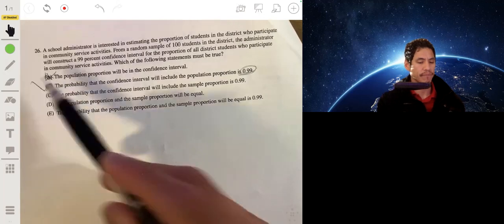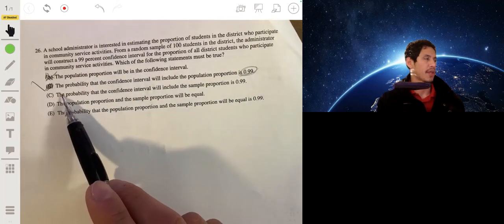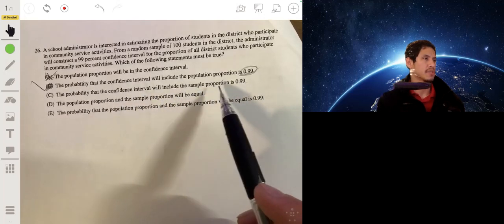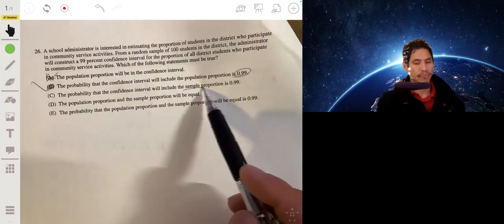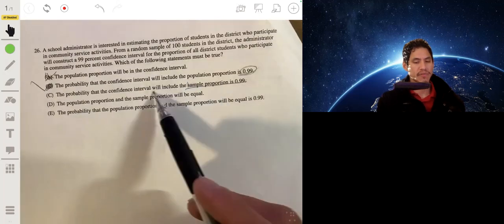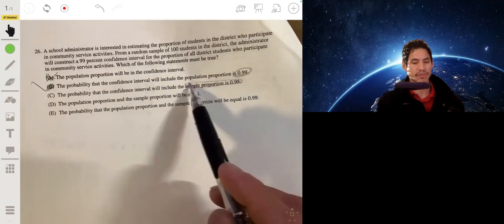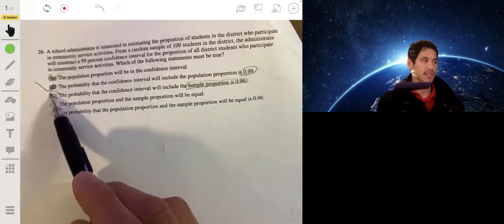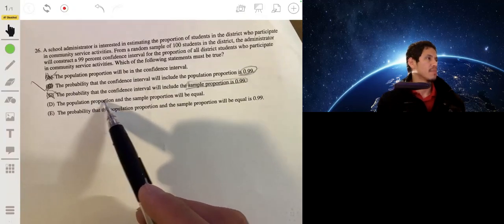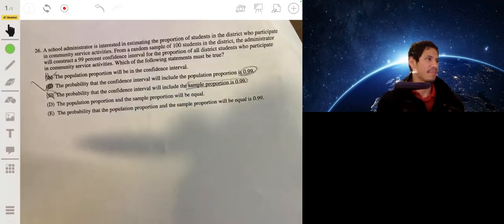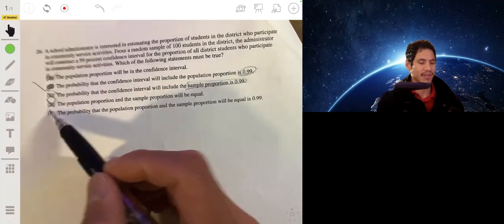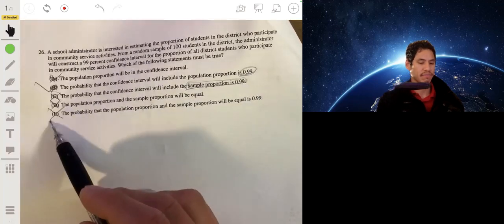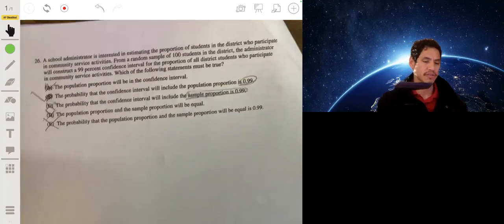It's gonna be B, but let me say why the other ones aren't correct. The probability that the confidence interval will include the sample proportion is 0.99? Nope. The confidence interval is created from the sample proportion, so it's guaranteed to contain it. So that's nonsense. Part D, the population proportion and the sample proportion will be equal. No, that's not for sure. I mean, it could be, but probably not. Don't select those ones. So the answer is B.